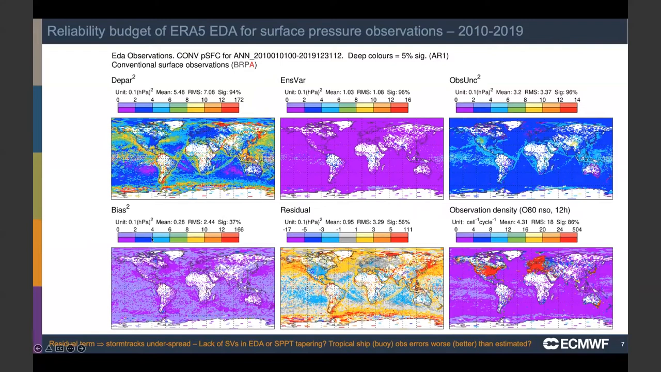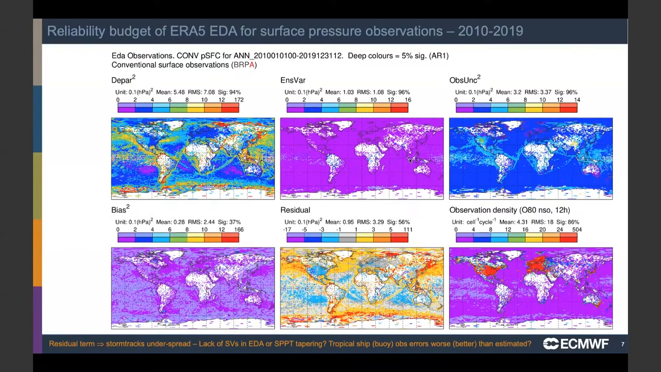The ensemble variance is quite small, which is maybe counterintuitive to some people, but in data assimilation, the observation uncertainty is generally larger, or can be larger, than the background variance. Nevertheless, you see quite large positive residuals, particularly in the storm track regions, suggesting that the background variance is perhaps not sufficient to fully represent the departures. Whether that's due to aspects of the model, for example, we don't use singular vectors in the EDA, we don't fully represent the model uncertainty with the stochastic physics in the boundary layer very well.